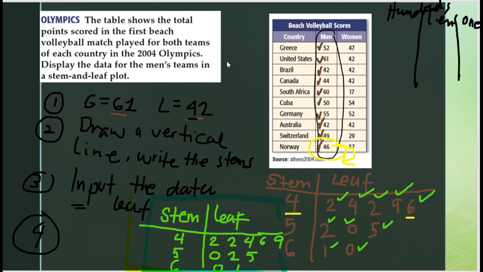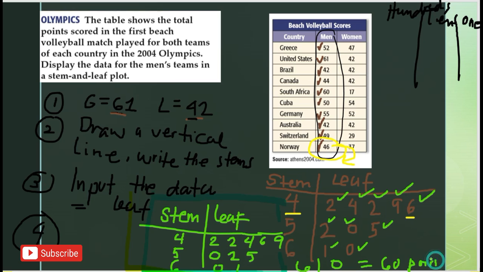Oh, before I forgot, you have to also add a key for explanation. So you could write here, including your answer, 6/0 is equal to 60 points.